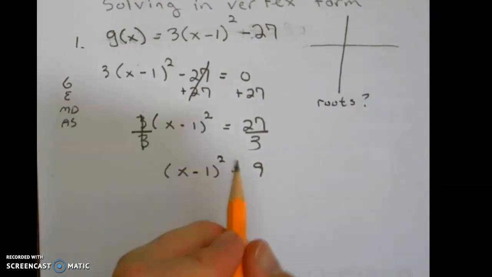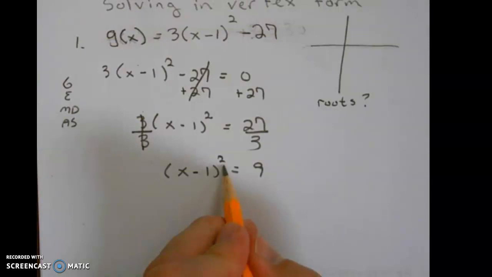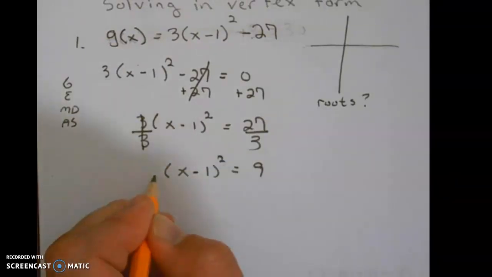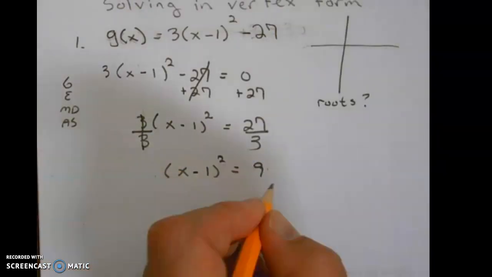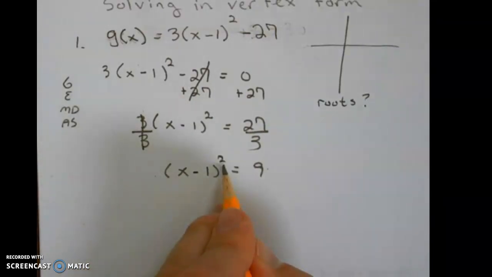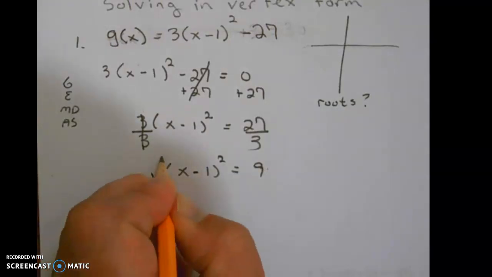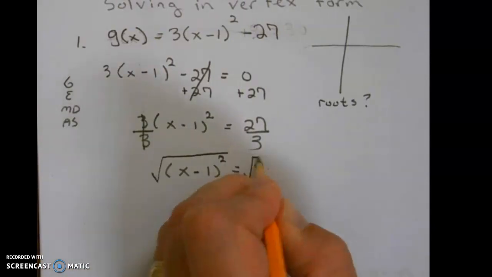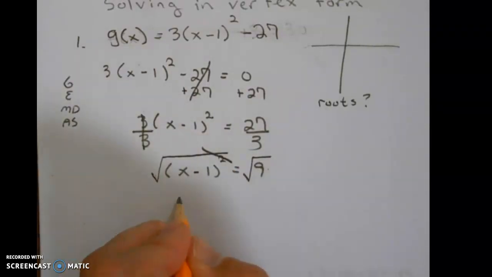Next thing we're going to do is we want to cancel out the exponent. So to cancel out a square, there's two different methods for canceling out an exponent. Since this is a square, we could square root both sides, or we could raise this to the reciprocal power. So if we're going to square root, we would make a square root symbol on each side. That will cancel out the square.